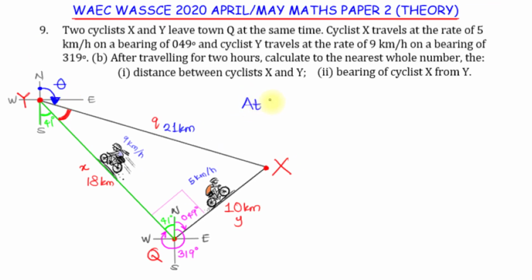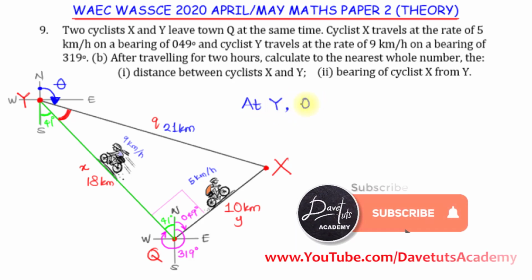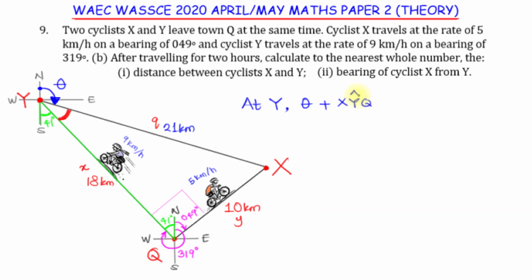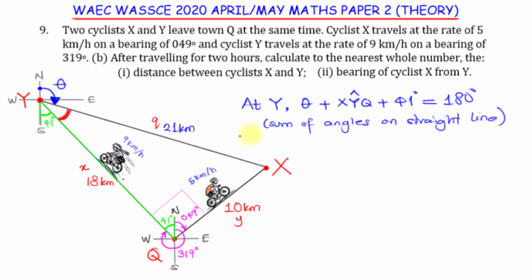We can just say that at location Y, theta plus the angle XYQ, that's the angle at Y here, plus 41 degrees that we have gotten to be alternate to this 41 from Q, the addition of the three is equal to 180 degrees. Why? Because they are the sum of angles on a straight line. Sum of angles on a straight line add up to 180 degrees, and we are leveraging on our understanding of that. So we already know 41 degrees. How do we find angle XYQ?